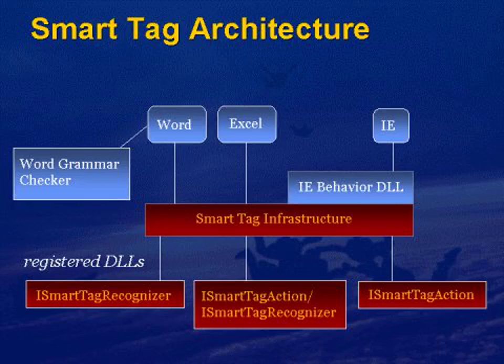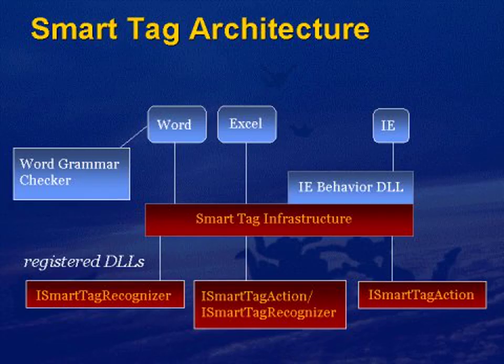The smart tag architecture is relatively simple. There's a shared infrastructural component that's used by Word, by Excel, by Internet Explorer. And essentially, the behavior in these three places is the same. A couple important things to point out about the way you can develop against this. First of all, there are two interfaces. There's iSmartTag Recognizer and iSmartTag Action. And the way you divvy up your components is up to you.